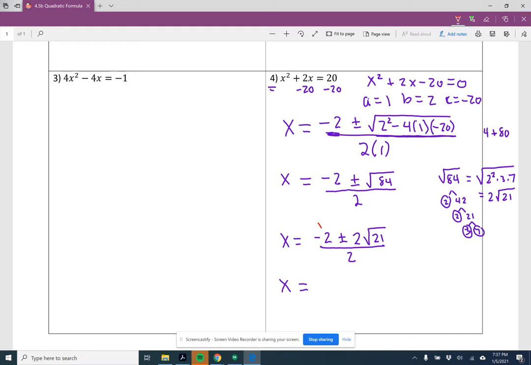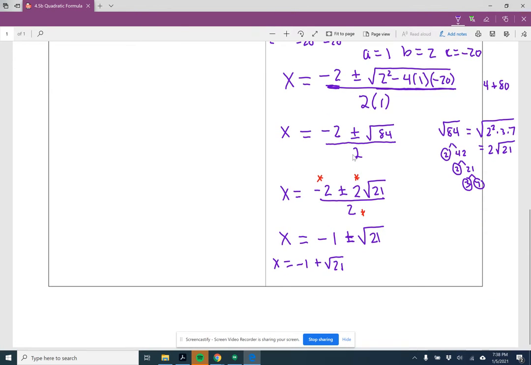We take a 2 out of the negative 2. We divide a 2 out of that. And we divide a 2 out of the denominator. So our denominator is going to go away because it's going to turn into a 1, right? So we have negative 1 plus or minus the square root of 21. And we have two solutions. Negative 1 plus the square root of 21 and negative 1 minus the square root of 21.